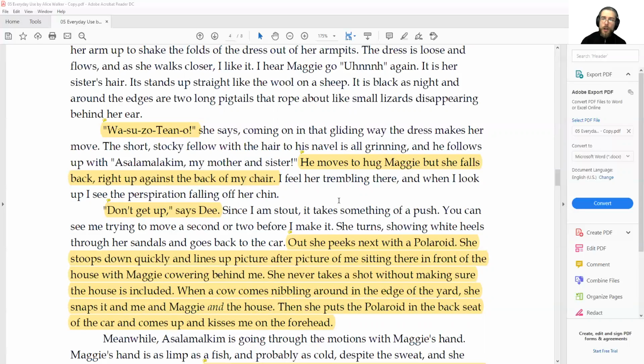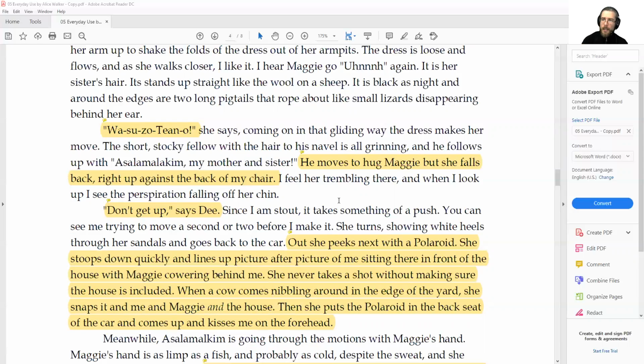So she doesn't greet her mother. Before she really greets her mother with that kiss, she starts taking photographs of the house, her mother, the cow. Remember that the house is in a state of disrepair. It's broken down and collapsing.